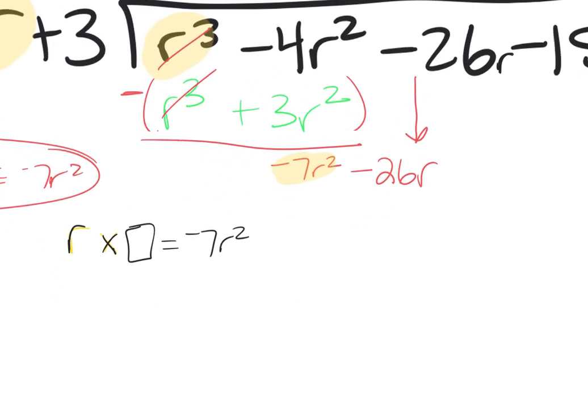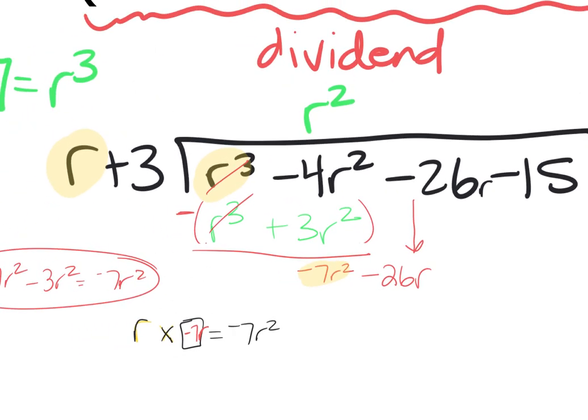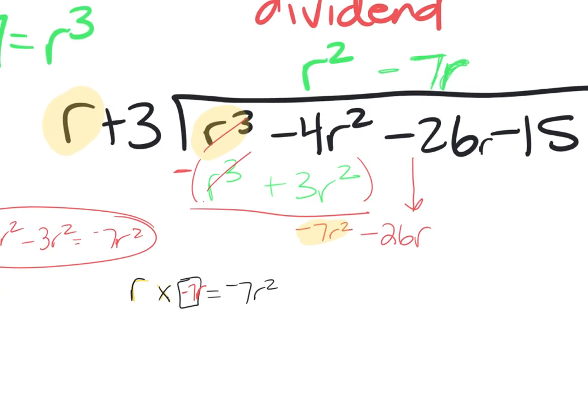Okay. Do you guys, anybody know this? R times what is negative 7r squared? Negative 7r. So that's what's going to go up at the top. Negative 7r. Okay. Now we multiply. So negative 7r times r is negative 7r squared. Negative 7r times 3 is negative 21r.